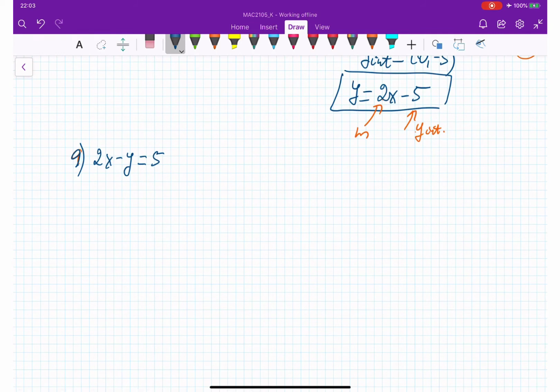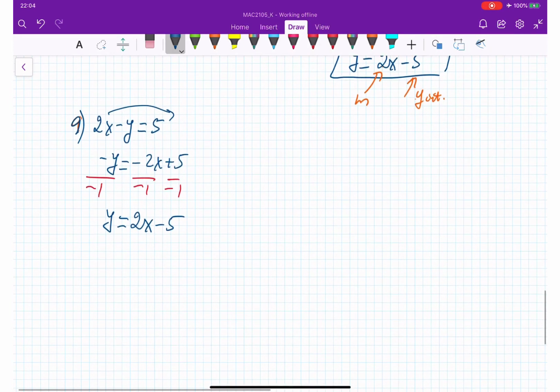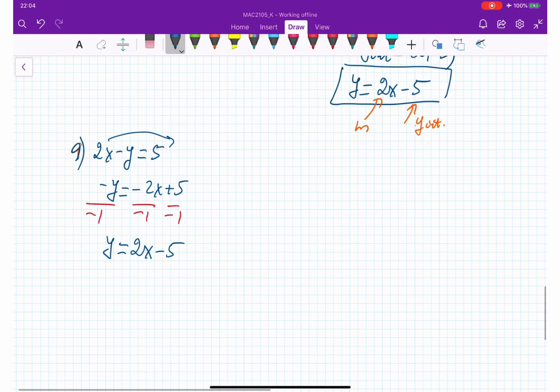Okay, 2x minus y. We need to find out y first thing. Negative y is equal, this 2x moving here will be negative 2x plus 5. And we divide by negative 1 to get rid of negative. Negative 1, negative 1. And the equation is equal, y is equal positive 2x minus 5. Okay? It looks like same thing as we have here, which means negative 5 is going to be y-intercept. And this is our slope is equal 2.